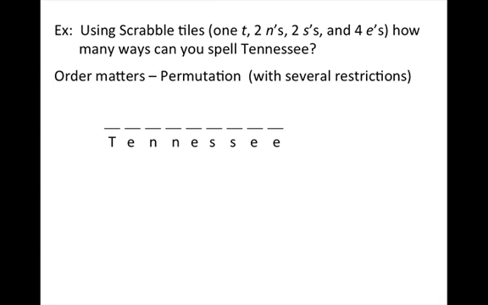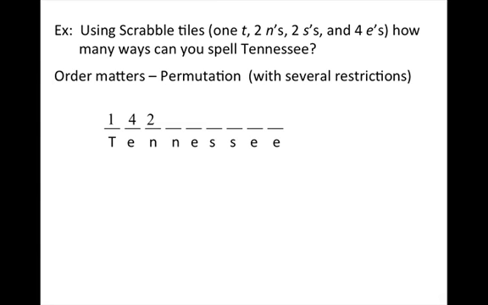So I want that first blank to be a T. Well, I only have one Scrabble tile that's a T, so I only have one to choose from. For the next position, I want it to be an E. Well, I have four E's to choose from, so I have four options. My next position needs to be an N. I have two Scrabble tiles that are N's, so I have two to choose from.